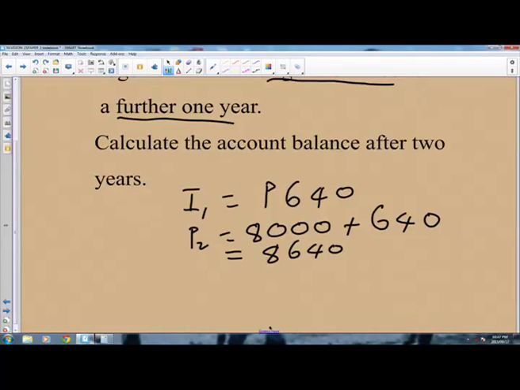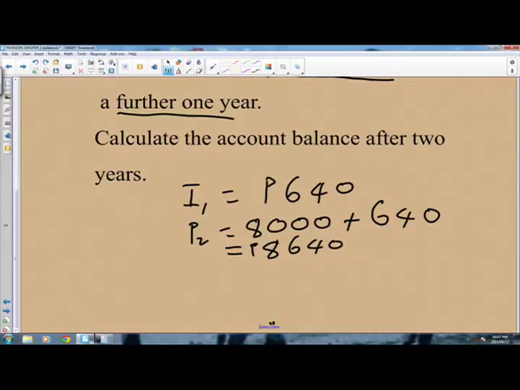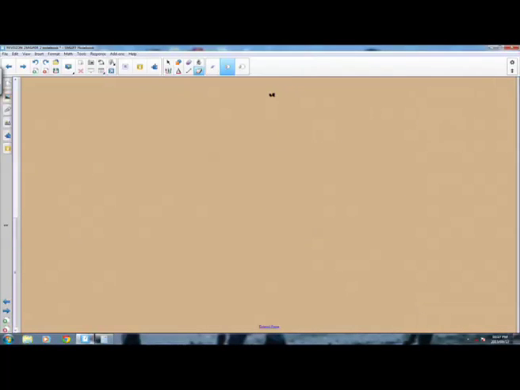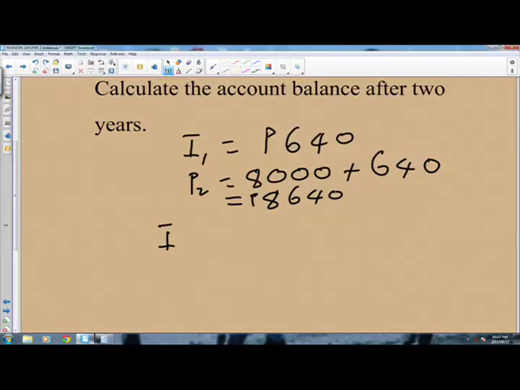So 8,640 pula. This is the principal for the second year. And then the question says calculate the account balance after 2 years. So we will still use the formula which says the interest for the second year is given as the principal amount, and the new principal amount is 8,640 times the rate of interest. The rate of interest is 8.